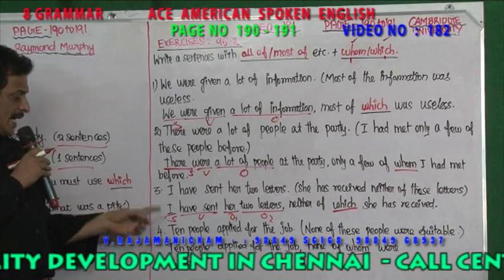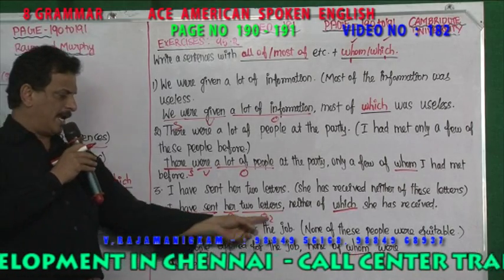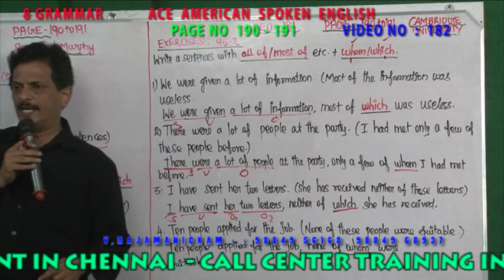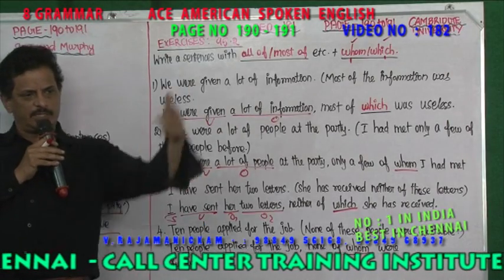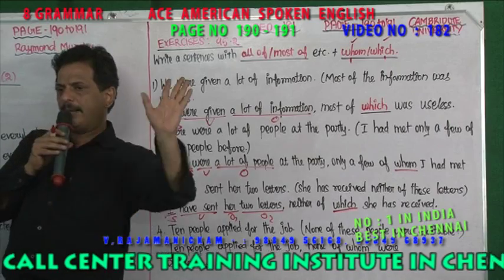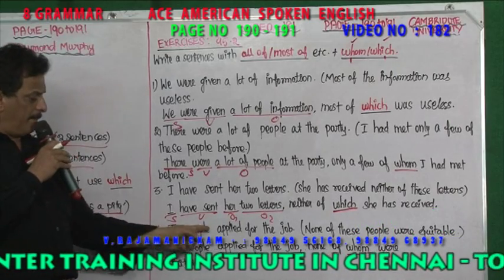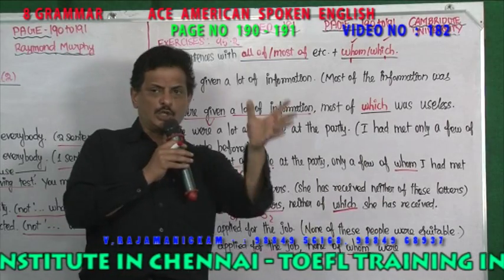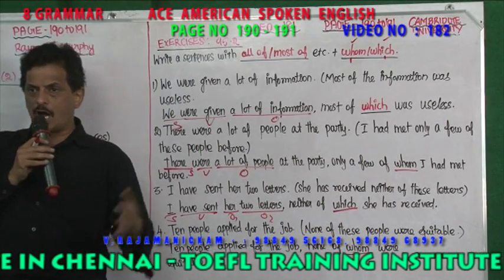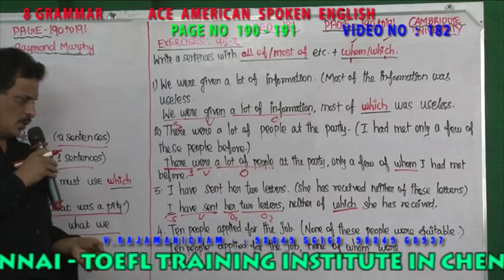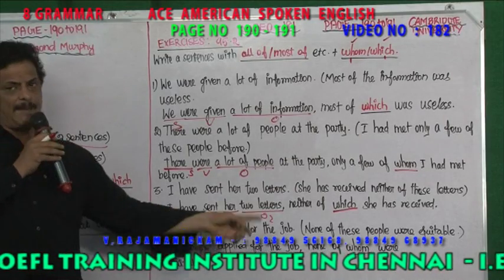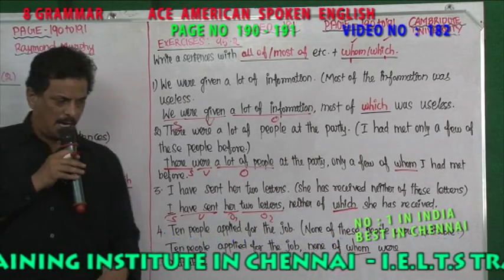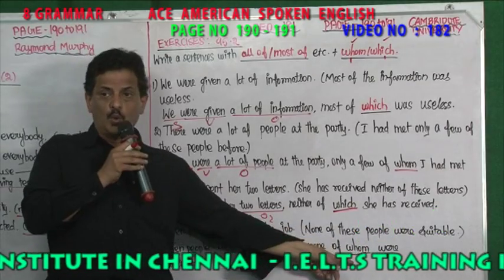Now coming here, 10 people applied for the job. One job is there, vacant. Software engineering job. 10 people applied for the job. None of these people were suitable. Nobody is suitable. So how do you connect the sentence with whom? 10 people applied for the job, none of whom.